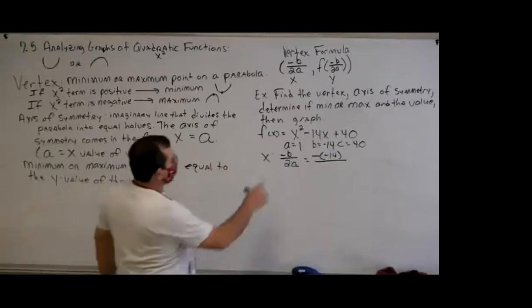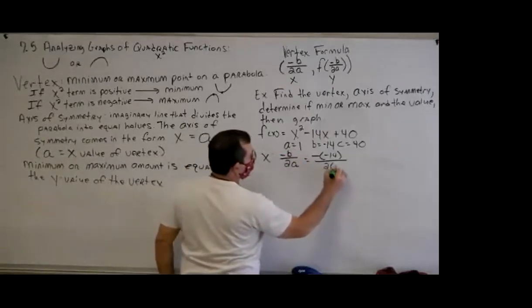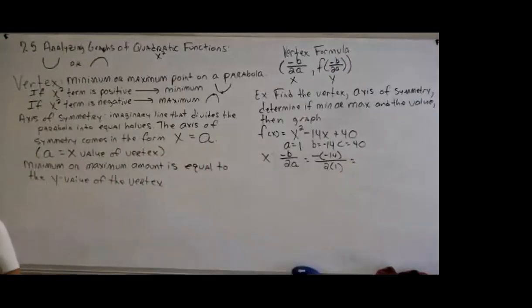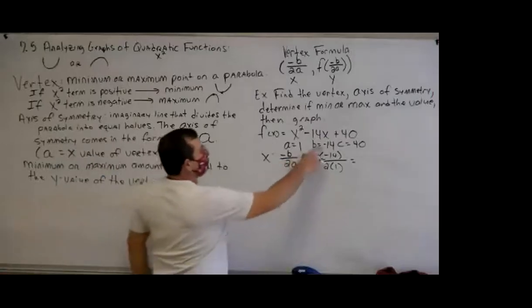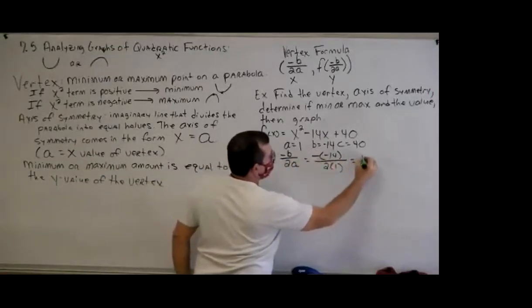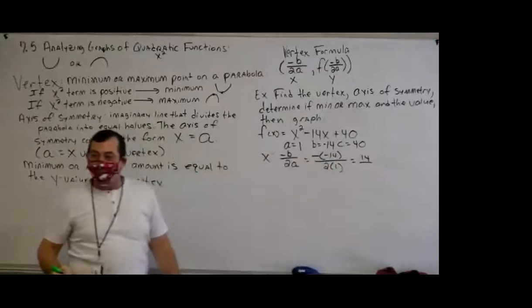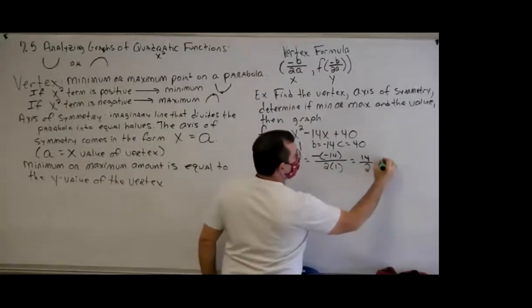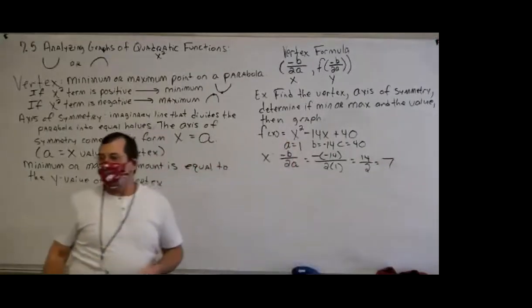Now, at the bottom, I got 2 times a, which is 1. I'll tell you, just like on a quad formula, that negative in front of the b, all its job is to change the sign of that b. That's its whole purpose. So up here, b was negative. Well, this negative made that a positive 14 over 2, which means I now know my x value is going to be 7.